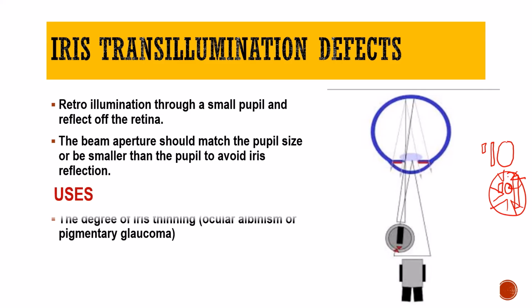Now, where do we use it? We use it basically to assess the degree of iris thinning, and this iris thinning and iris defects are seen in ocular albinism, and they're also seen in pigmentary glaucoma. Apart from that, it can also be used to test the patency of a peripheral iridotomy.